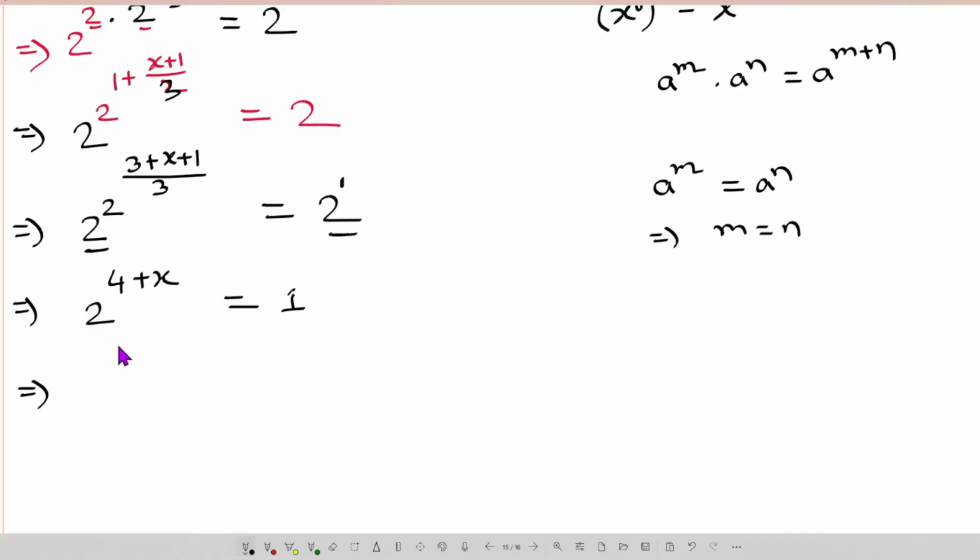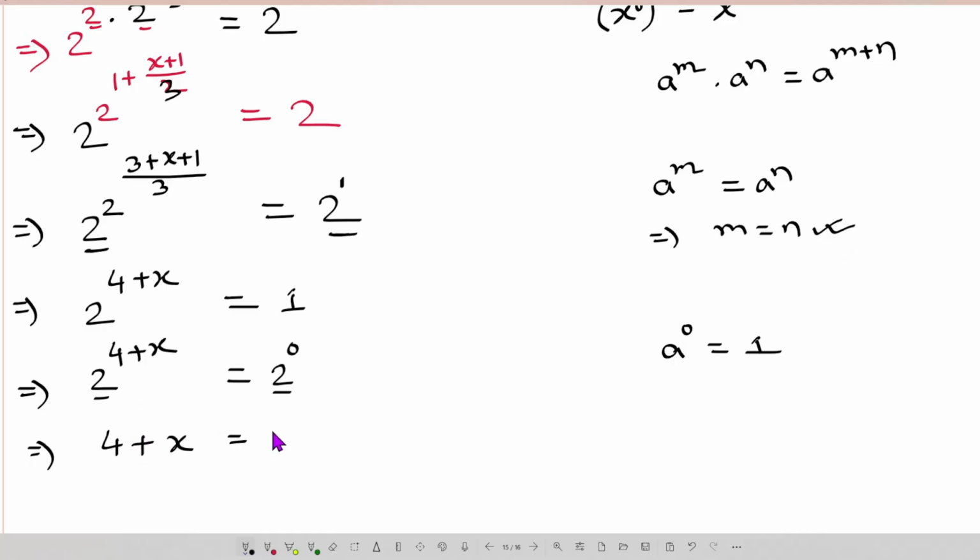Now here is 2 to the power 4 plus x equals to, here is 1, against this 1 we can write 2 to the power 0. We know a to the power 0 means 1. So again similar base, it means m equals n, so we can write 4 plus x equals 0. Now we can transfer this 4 from the left side to the right side, so x equals minus 4 and this is our answer. I hope you are clear on this one.